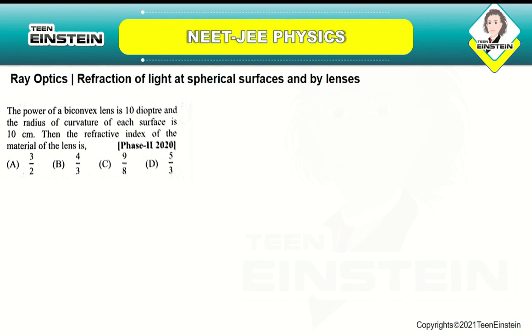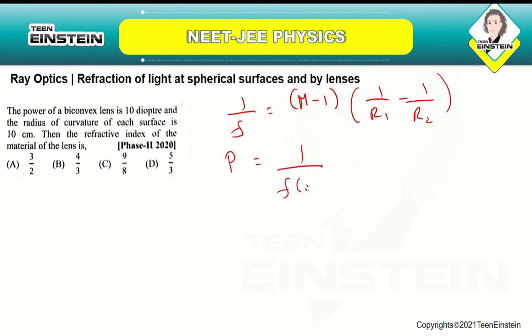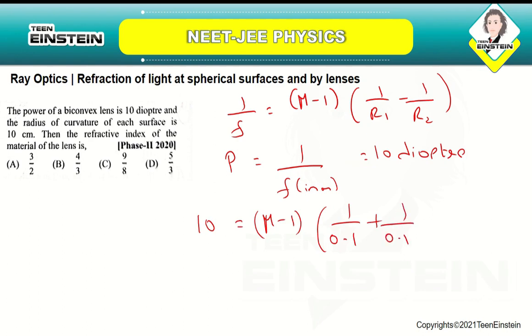So here they have given you the power of the biconvex lens as 10 diopter. Okay, so we know that 1 by f is equal to mu minus 1 into 1 by r1 minus 1 by r2. So power is in diopter, f in meters is equal to 10 diopter. Okay, so you will be having it as 10 equal to mu minus 1 into 1 by 0.1 plus 1 by 0.1.